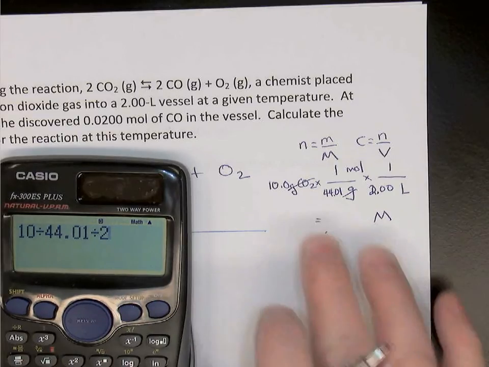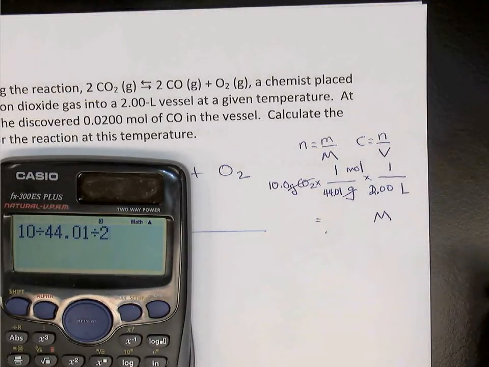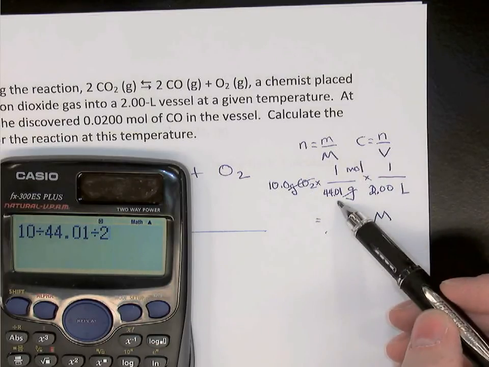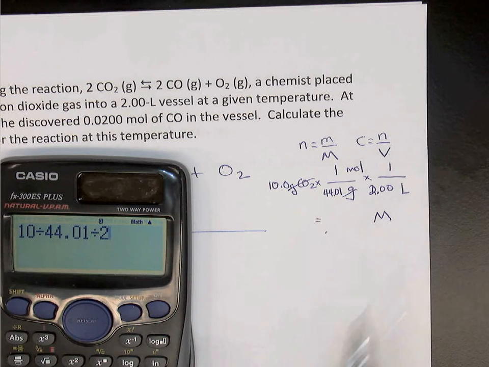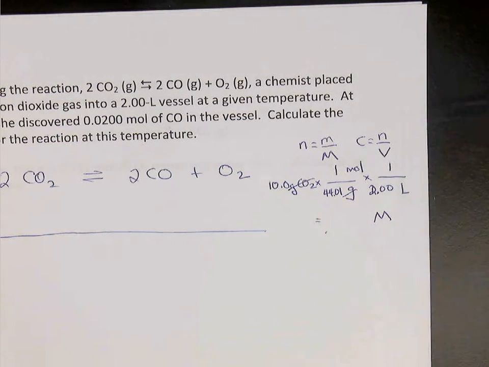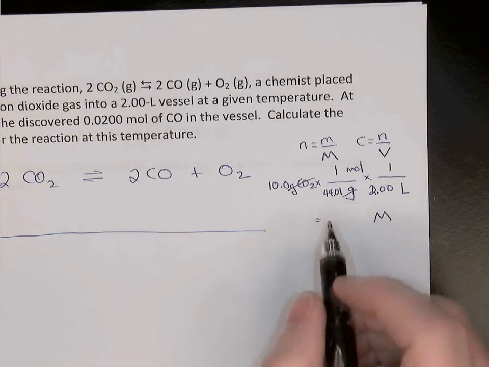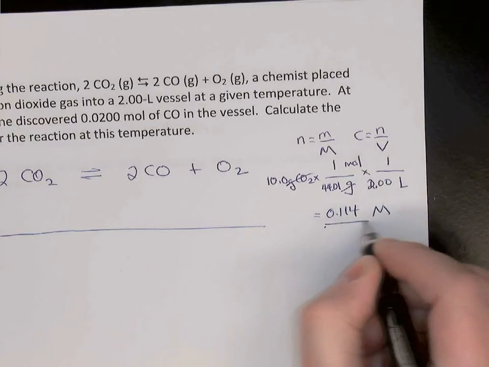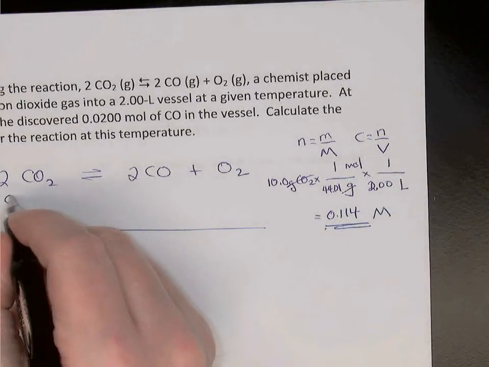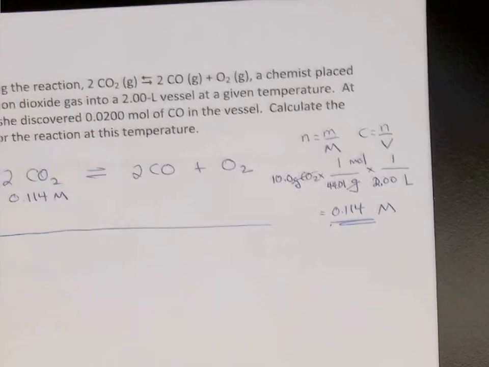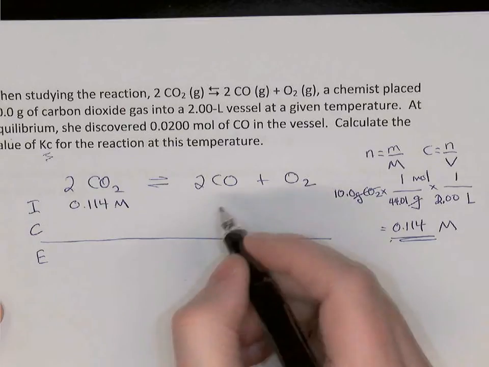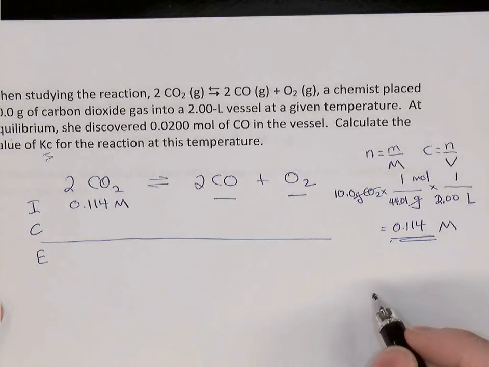And if you compare what I'm doing with unit multipliers to what you would have done with formulas, you'll realize you're doing the same thing, right? Mass divided by molar mass is 10 over 44.01, and then dividing that by the volume gives you molarity. So with 3 significant digits, looking at those numbers, we'll get 0.114 as our initial concentration of CO2. So that was the only thing placed into the vessel. So 0.114 is my initial concentration of CO2. Nothing was placed in for CO or oxygen, so I'm going to put zeros beside those two.